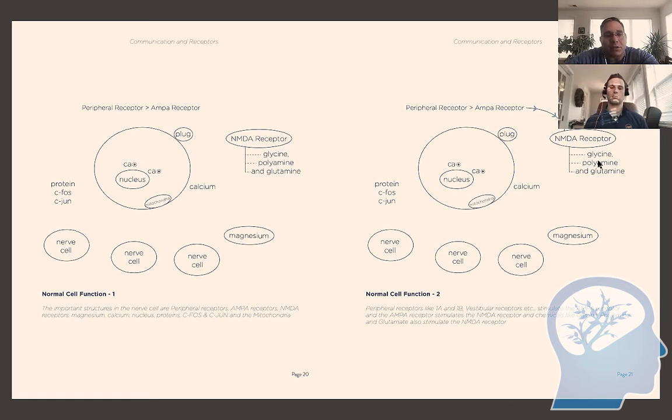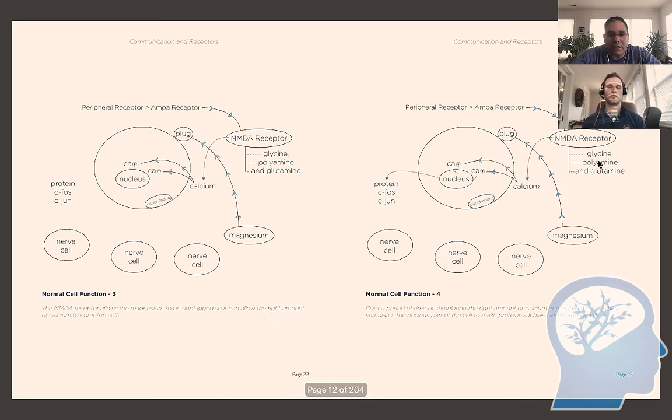When you activate those receptors, you also activate on the cell level an AMPA receptor. This AMPA receptor will also activate on the cell an NMDA receptor. And on that NMDA receptor, there are certain chemicals that get activated: glycine, polyamine, and glutamine. When you do that, you also unplug magnesium from the cell and you allow calcium into the cell. So you do an eye movement and you activate a photoreceptor. That's going to activate an AMPA receptor, an NMDA receptor, and then these three things happen on the cell: glycine, polyamine, and glutamine. They allow magnesium to unplug itself and allow calcium into the cell.